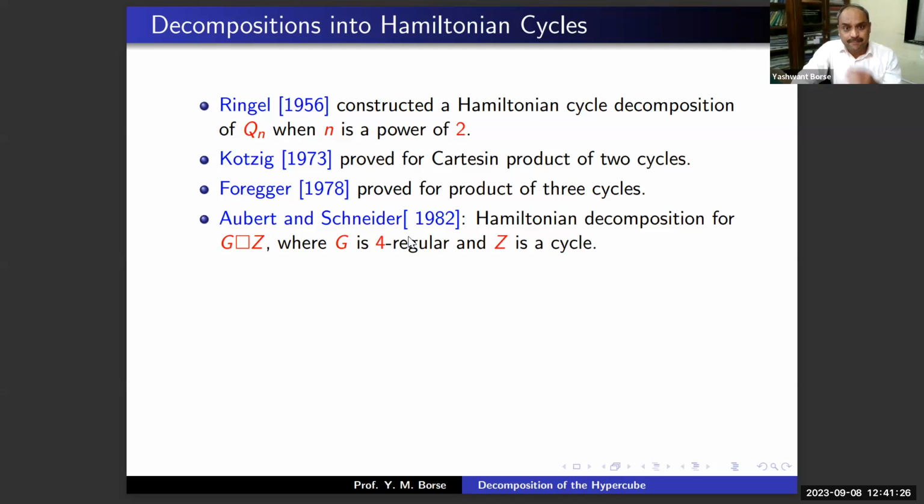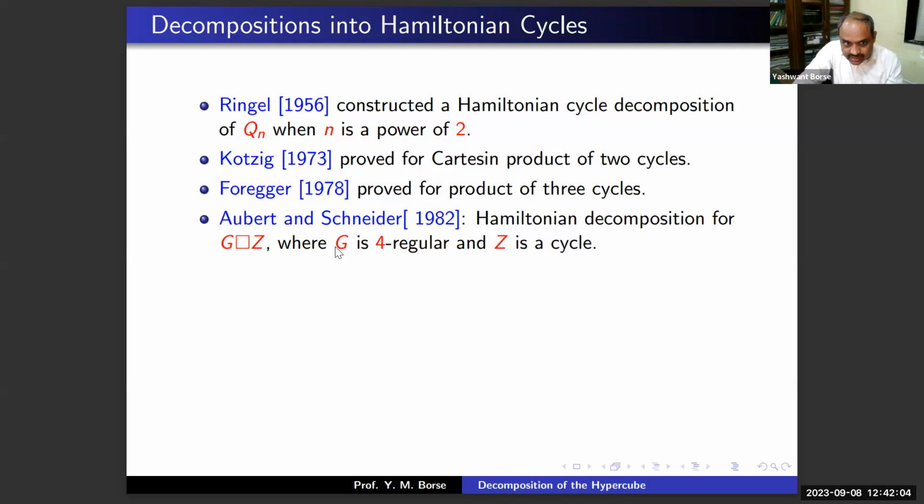Aubert and Schneider proved this important theorem: when G is 4 regular and Z is a cycle, and G is decomposable into 2 cycles, C1 union C2, then G product Z is decomposable into 3 Hamiltonian cycles. So there is a condition on G that it is 4 regular and decomposable into 2 cycles, right? So C1 union C2 product Z gives you a 6 regular graph and it can be decomposed into 3 Hamiltonian cycles. This is an important result.